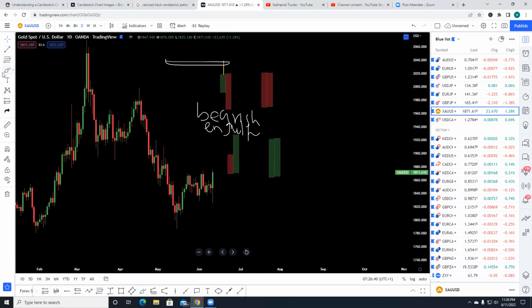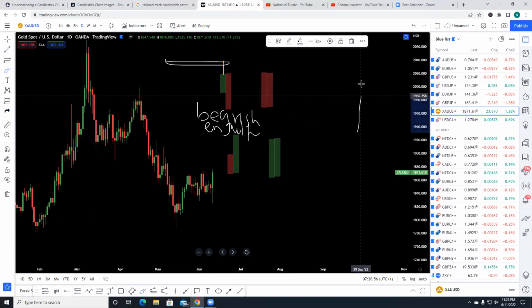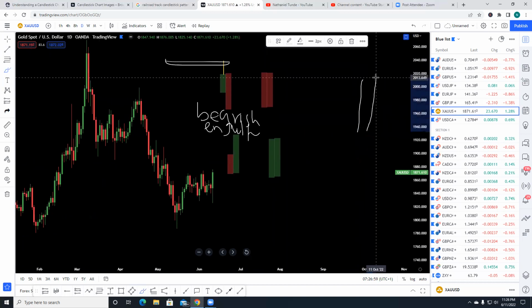Then there is this one that I also use. I use this one very well. It is called railroad track or railway track, anyhow you want to call it. The idea behind the name given to this is that it looks like a railway track. A railway track, you see, is always in two.